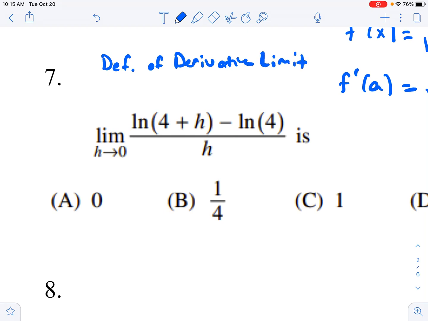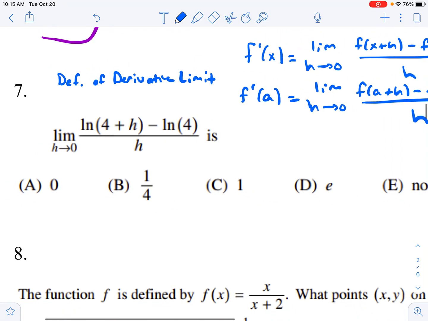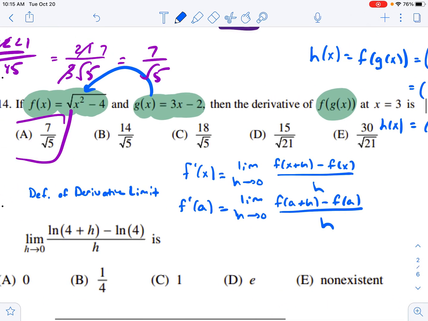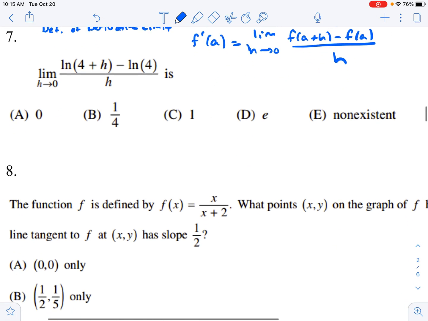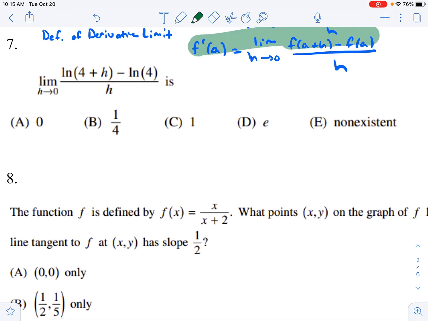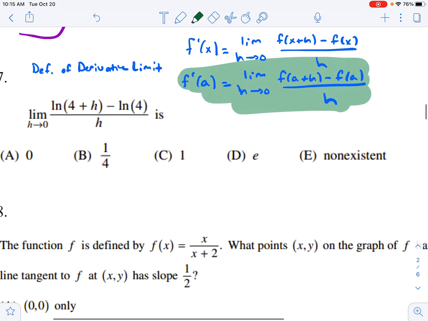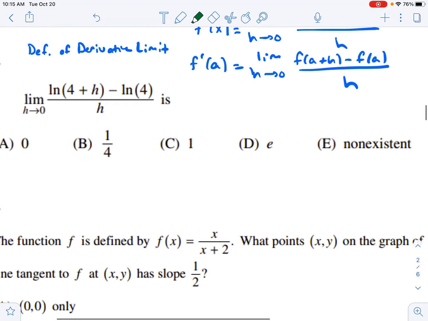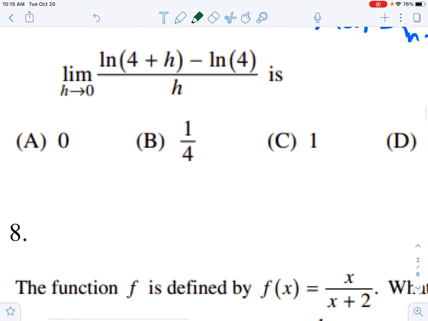Or a definition of derivative limit. We are dealing with a value in the function, the number 4 plus h, instead of an x plus h. That means we're dealing with this. Notice here we have a number plus h versus an x plus h. So what you have to do is recognize this as looking like the definition of derivative and understand what it really tells you to do.